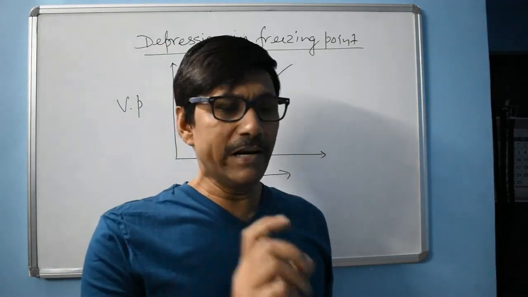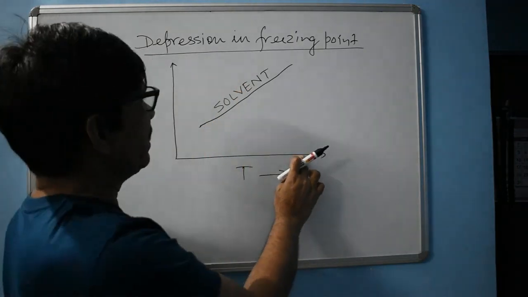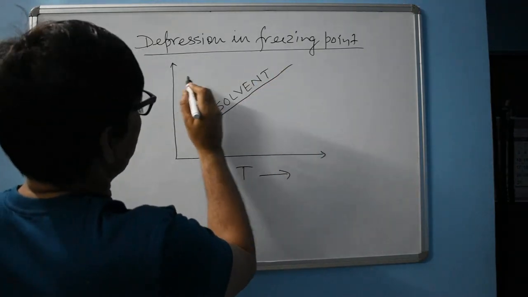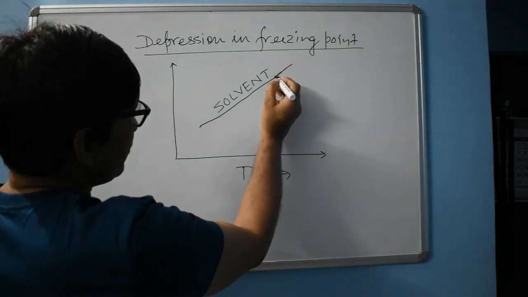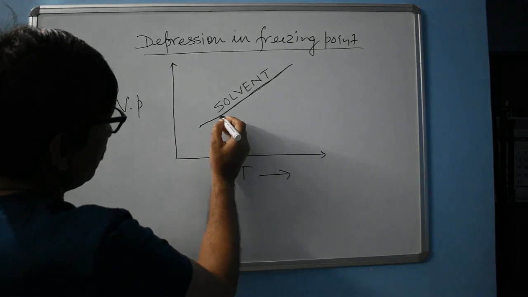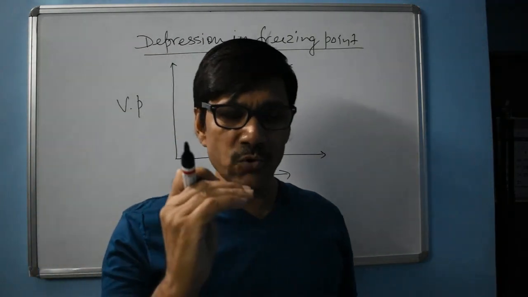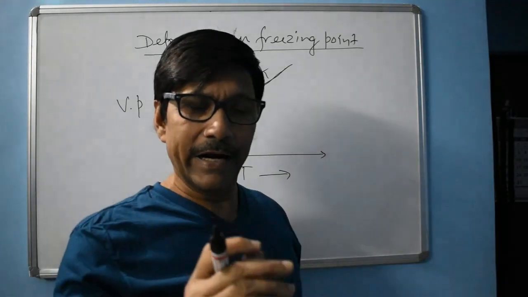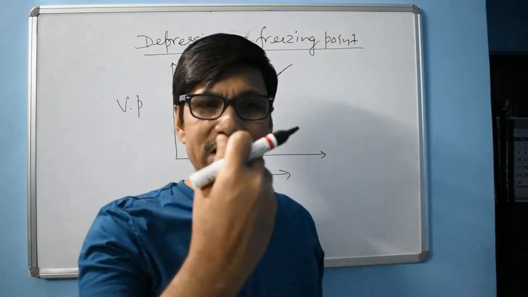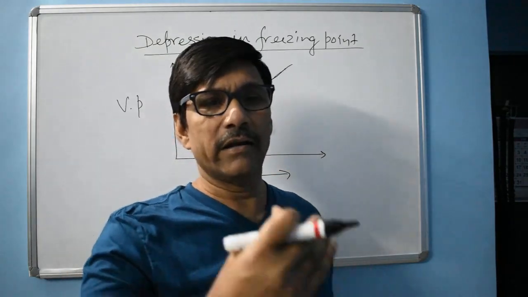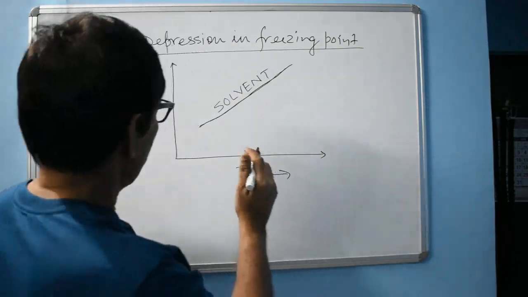So if we have a liquid, suppose pure solvent, here we have say maybe 50 or 60 degrees Celsius and its vapor pressure is here. If we decrease its temperature, then vapor pressure will decrease. This is very simple to understand. Because as you decrease the temperature, kinetic energy of the solvent molecule will decrease and its tendency to pass into gaseous phase will decrease, and so there will be a decrease in vapor pressure.